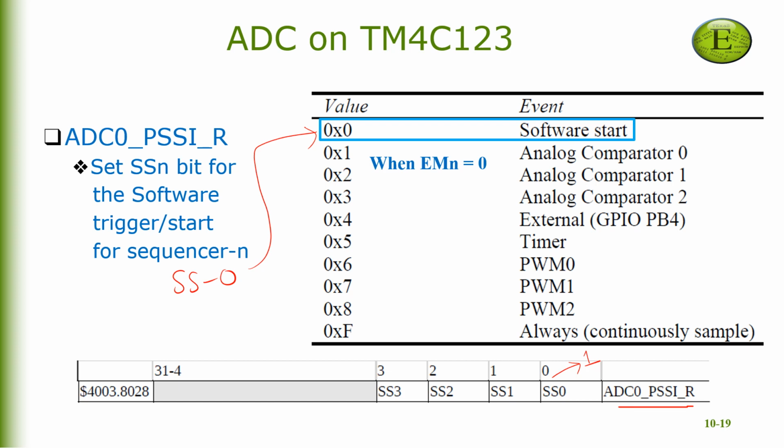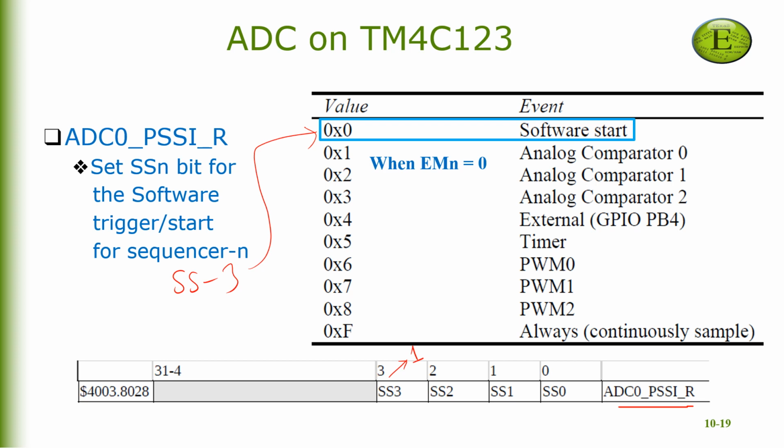Now that was for the sample sequencer 0. So the least significant bit corresponds to the trigger bit of the sample sequencer number 0. That needs to be set to 1 by the program. And if it had been sample sequencer number 3, then you're just going to make SS3 bit, which is bit number 3, equal to 1.